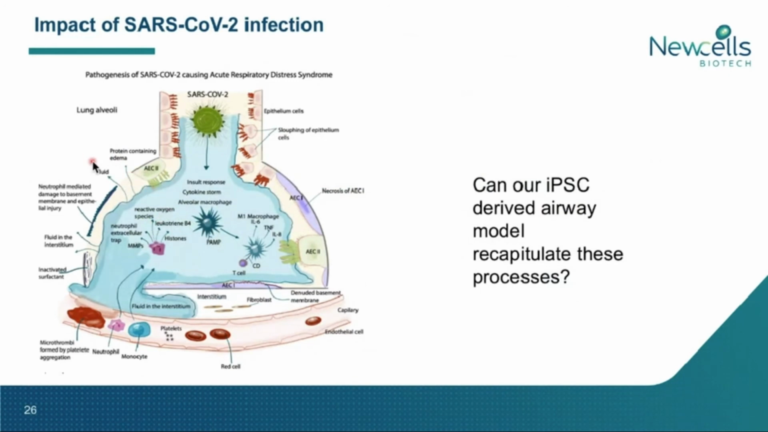They will start to secrete cytokines, and those cytokines in turn will recruit immune cells, which will begin to secrete their own panoply of cytokines. This is a process that we have come to know as the cytokine storm, which is one of the significant problems in COVID-19. It leads to fluid in the interstitium, and long-term may lead to the induction of more fibrotic type events. So the big question, of course, is can our iPSC-derived model recapitulate these processes?